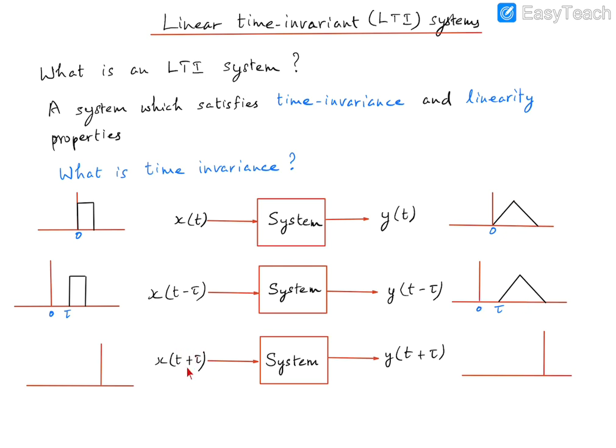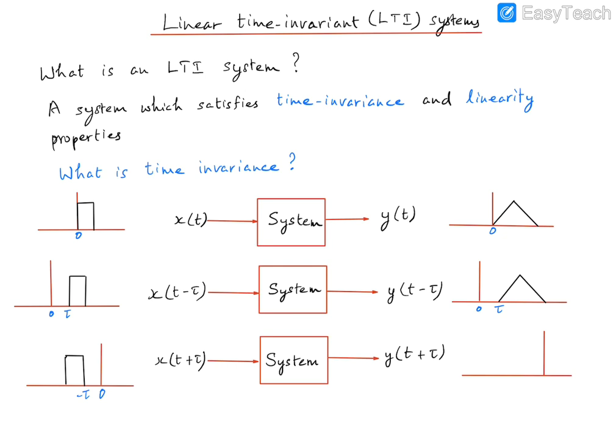Similarly, if the input has been shifted to the left by some amount, let's say if this is 0, then this is minus tau. Then the corresponding output will also be shifted to the left by some amount.